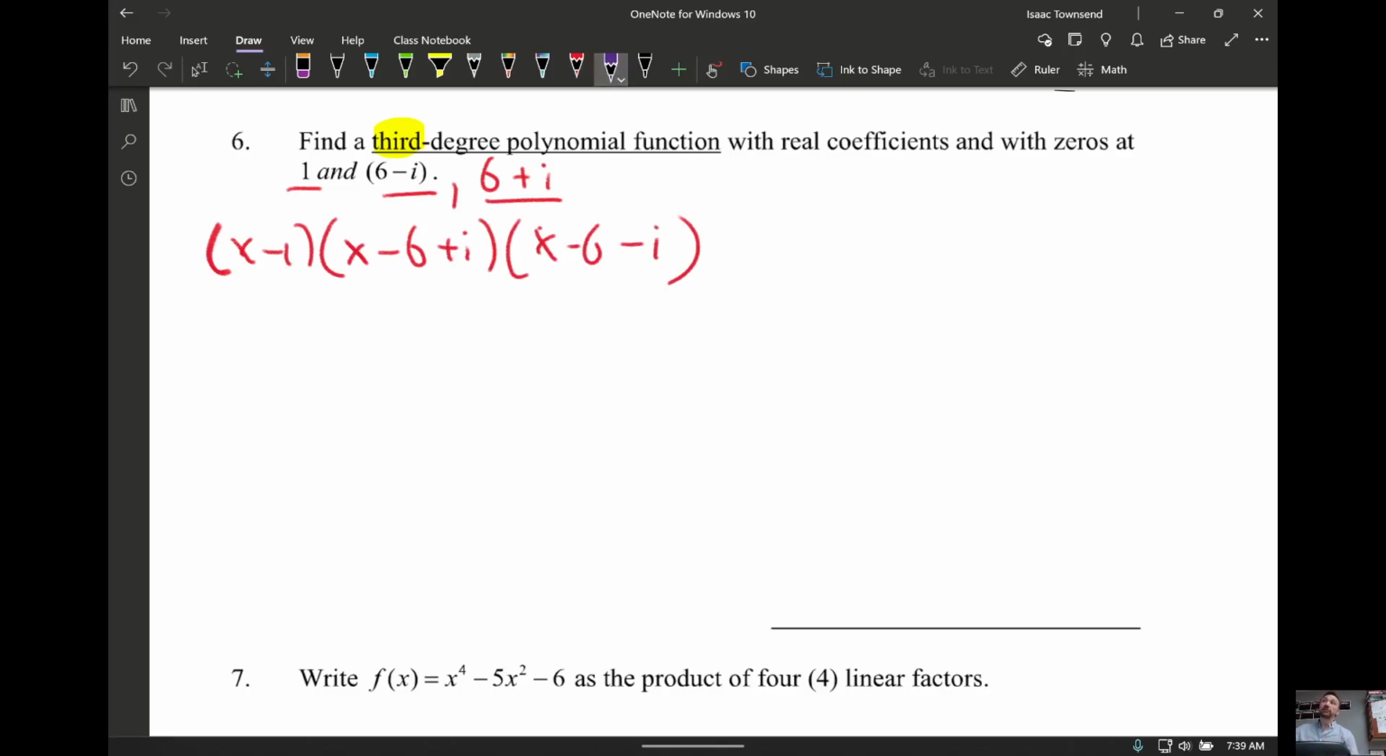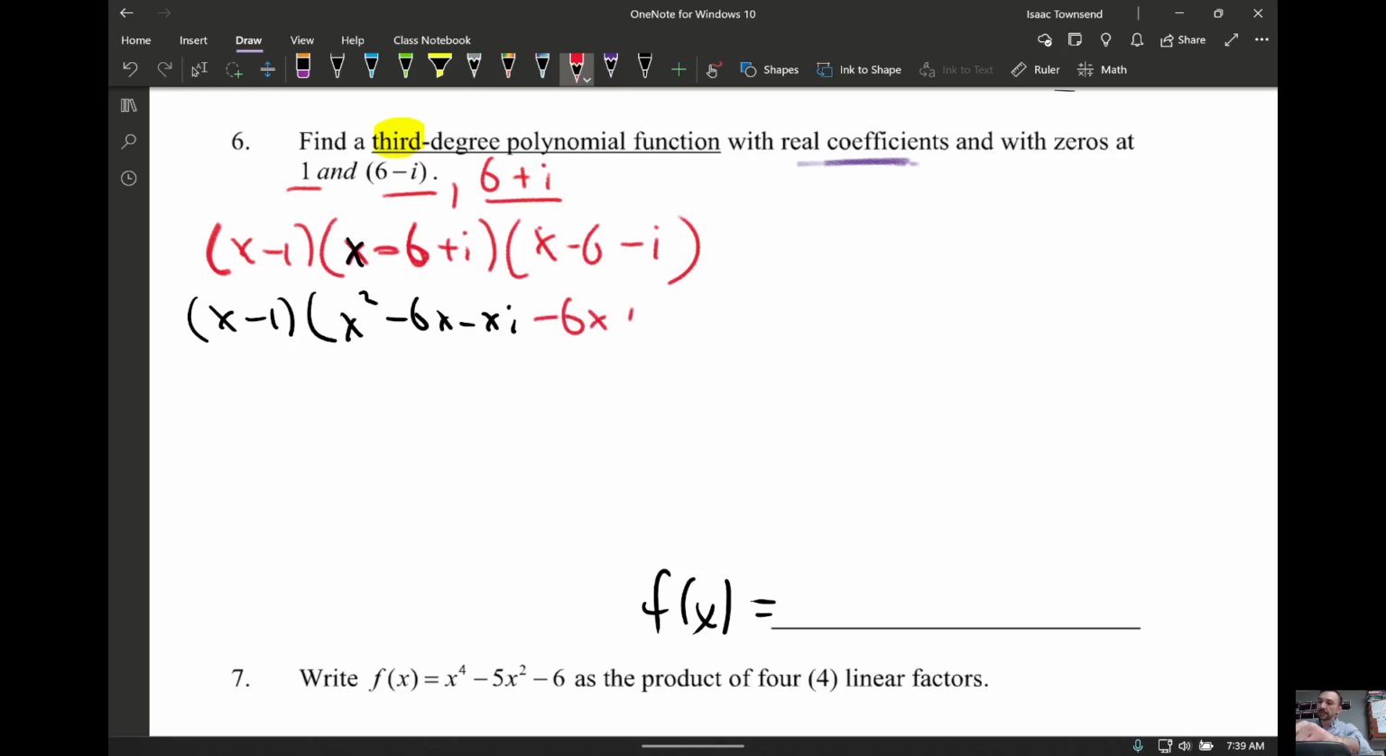Now this would be factored form, and that's okay sometimes, but this one's saying real coefficients, so we can't leave it like this. So what we will have to do is multiply this mess together to make it look like a traditional looking polynomial that's in standard form. So I would highly suggest that you multiply these two together that have i's in them first. So do x times all 3 of these. That gets you 3 terms. Then do negative 6 times all 3 of these. That gets you 3 more terms. And then finally i times all 3 of them.